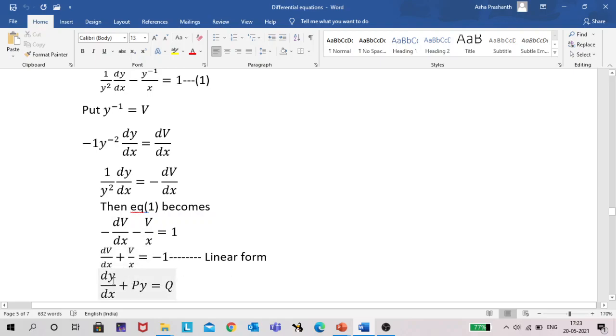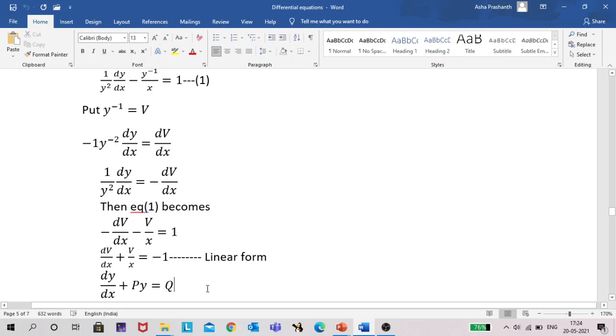We know the standard form is dy by dx plus py is equal to q. Compare these two equations. Here v is the dependent variable, there y is the dependent variable. That is the only difference. Clear? The rest of the things are as it is.